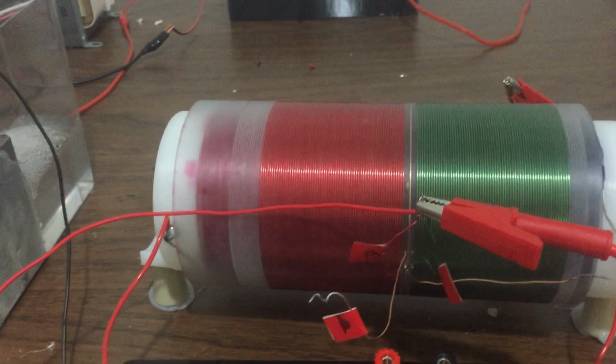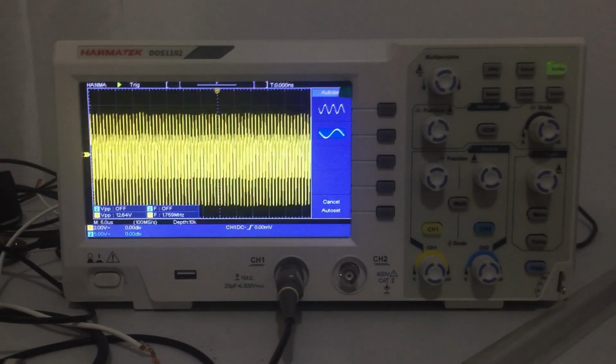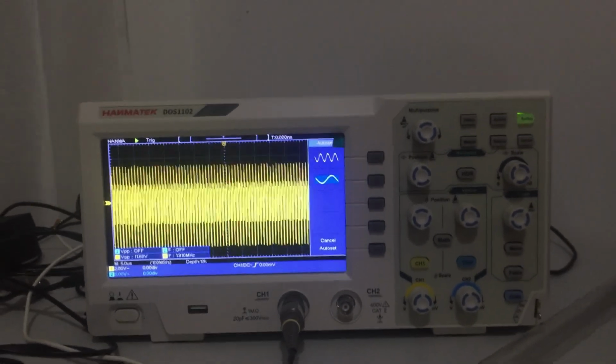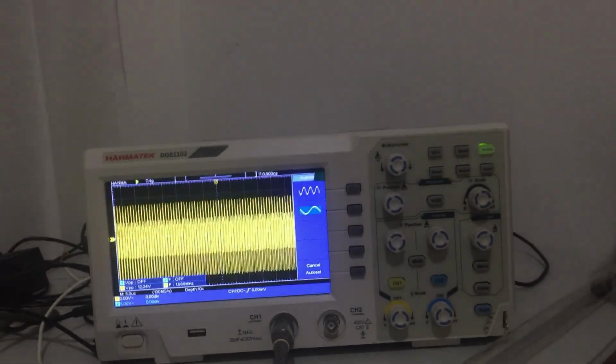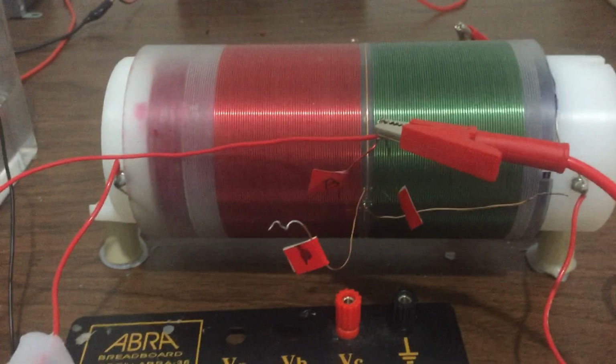So 5 minutes now, and we're still going. It's solid at 12 volts AC at 1.7 megahertz. So we could do quite a lot with that.